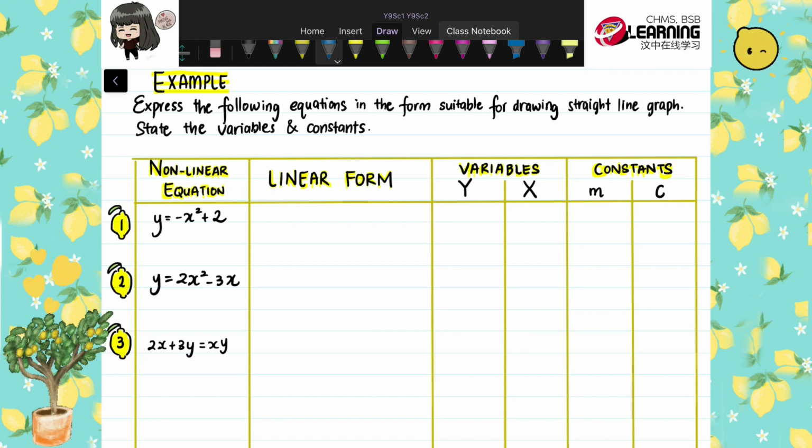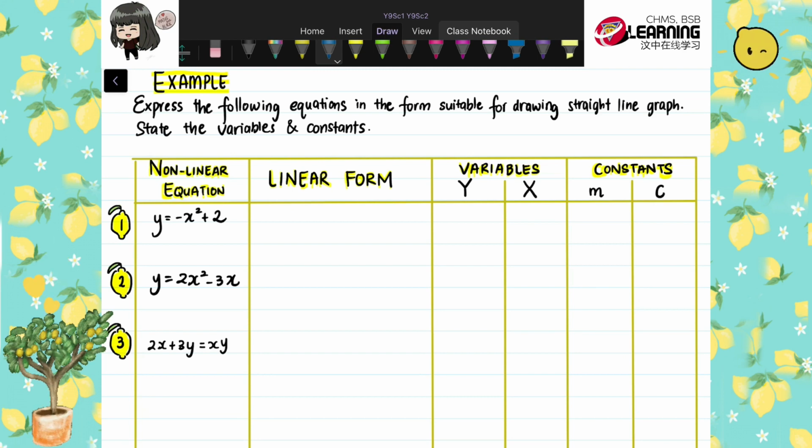Okay, so it's easier to see. So this question is asking you to express the following equations, which is referring to your non-linear equation, in the form suitable for drawing straight line graph. So now we want to convert this non-linear to a straight line graph, right? And we're gonna state variables and constants. Variables are your big Y and big X, and your constants are your M and C.